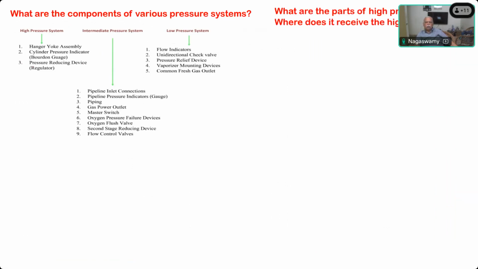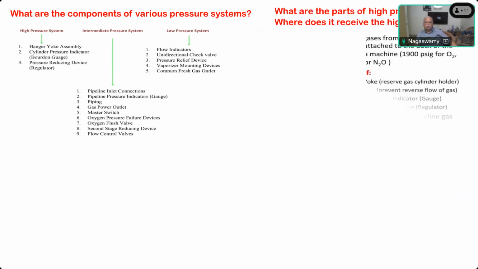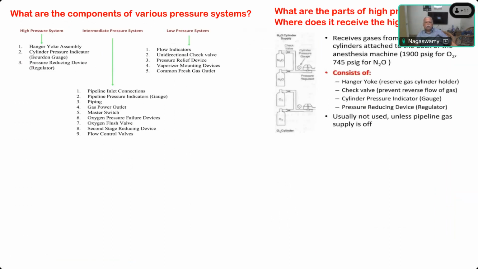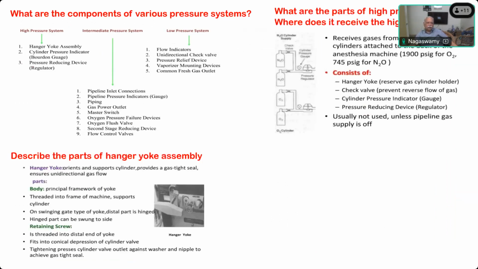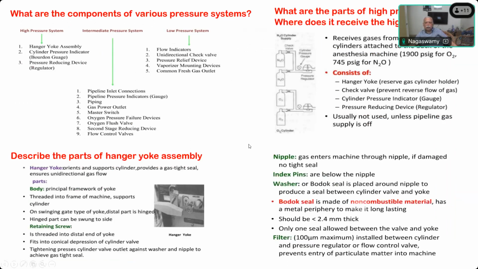What are the parts of the high pressure system? Again, these are the various things. Parts of the hanger yoke assembly, which we saw from the beginning: the body, then the retaining screw, and then the nipple for gas entry into the machine, index pin, and then washer and filter. So these are all the parts of this hanger yoke assembly.